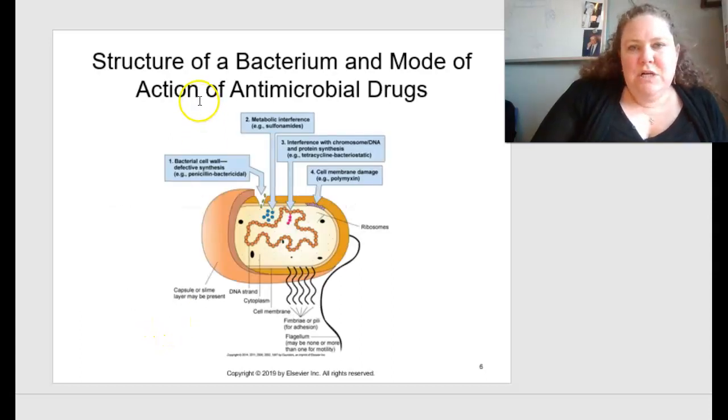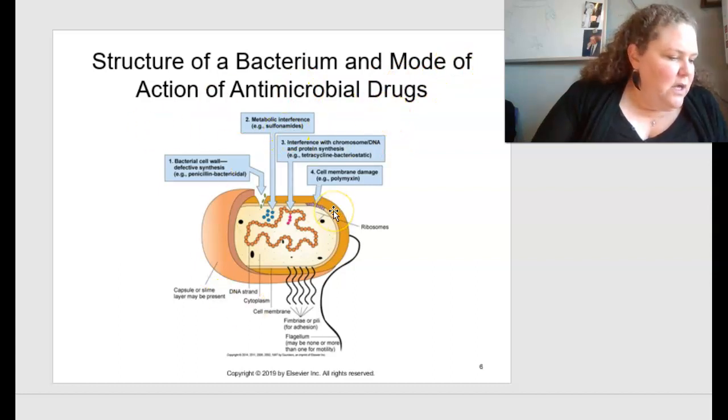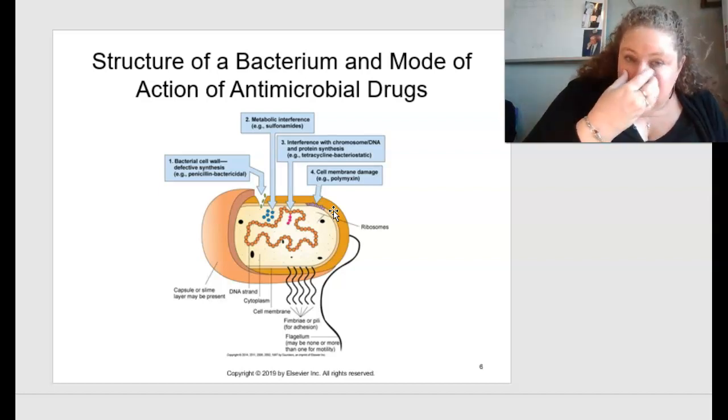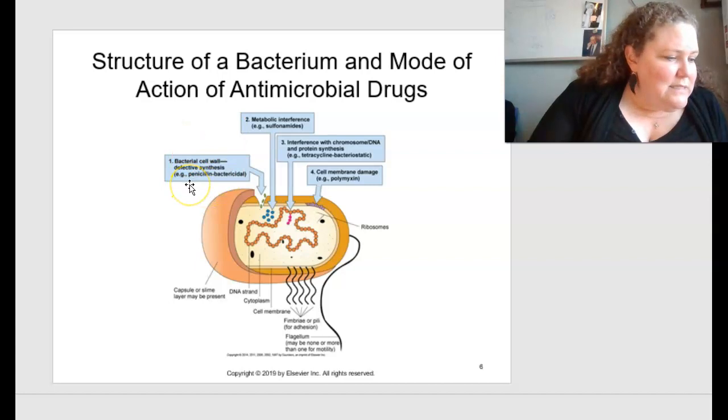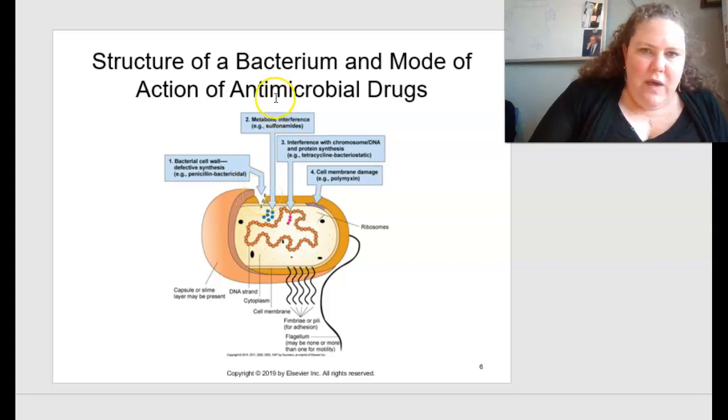The structure of a bacterium and the mode of action of the antimicrobial drugs are shown in this figure. And this is figure 6.3 on page 91 of your book. And this is titled The Structure of a Bacterium and the Mode of Action of Antibacterial Drugs. So up here in step 1, it says that there's a bacterial cell wall, and there's defective synthesis, for example, with penicillin, bactericidal. So it causes this little hole, right? You can also have metabolic interference, and this would be through the action of sulfonamides.